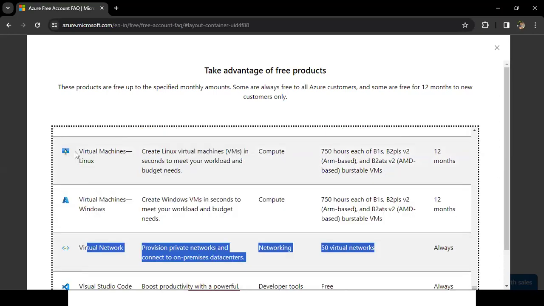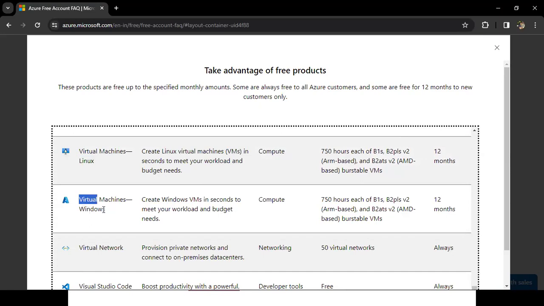So here we have virtual machine for Linux and virtual machine for Windows, 750 hours per month free. And under the 750 hours per month free, they have given the type, which type you can use to access that free tier: B1S, B2PLS v2, B2ATS v2. You will see these types in an upcoming session when we practically start.